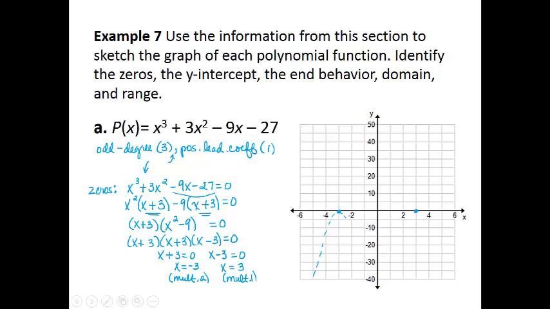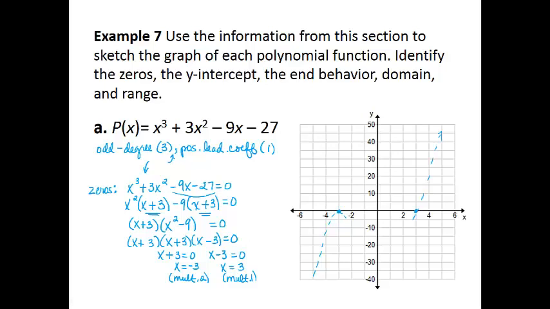So we'll find out a little bit more about that. And then also at the 3, it's going to cross and then go on up because of its end behavior as it rises to the right. So there's some things that happen in between there, and we also know it's not ever going to cross the x-axis again, so it's going to go down and come back up. Well, where will it go down?